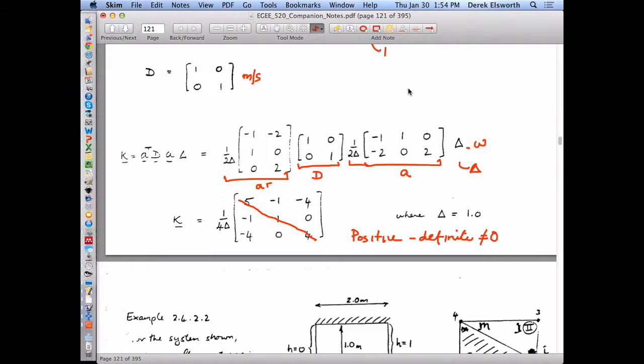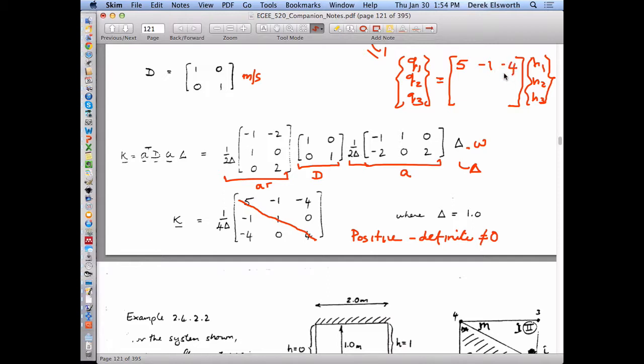The reason for that is that if you write this expression out in longhand, and you set it equal to H1, H2, H3. So in this particular case you have 5, -1, and -4.